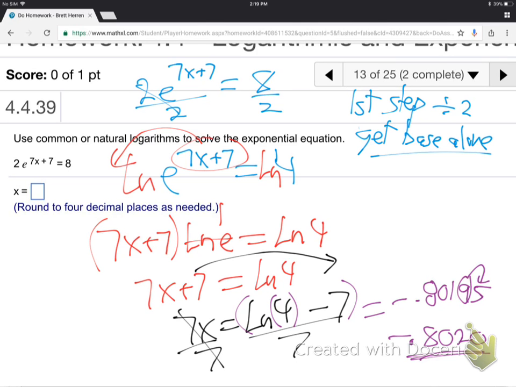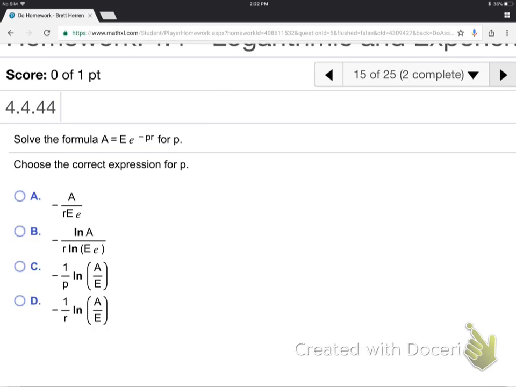All right, we better keep going. The letter we want is in power. So A equals capital E, then little e to the minus PR. Treat the capital E as a totally different letter than the little e. They're in no way related. Capital E is totally different than little e.